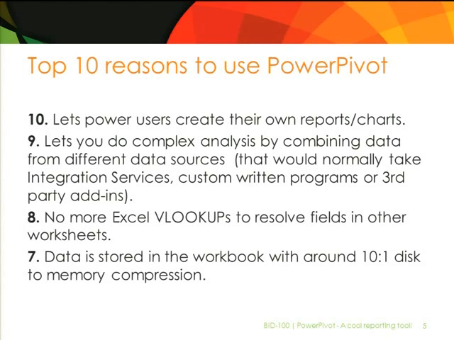Number 7, data is stored in the workbook with around a 10-to-1 disk to memory compression. So I wrote this demo about a year ago, basically. And after doing more and more regression testing, I found that on average, mind you, this is an average, depending on the type of data you have, it's really more like 100-to-1. And it can be upwards of 200 to 300-to-1.